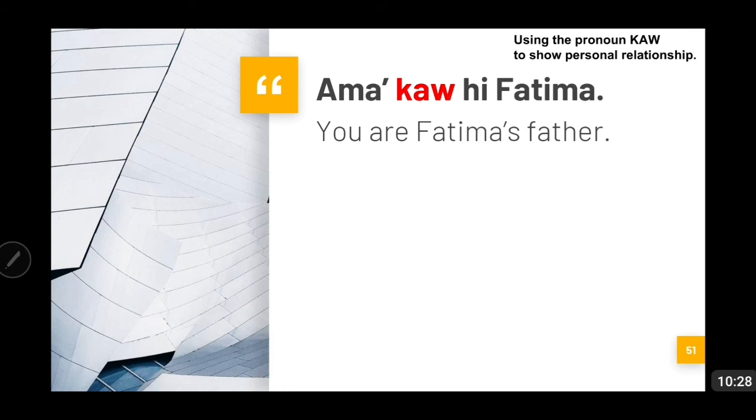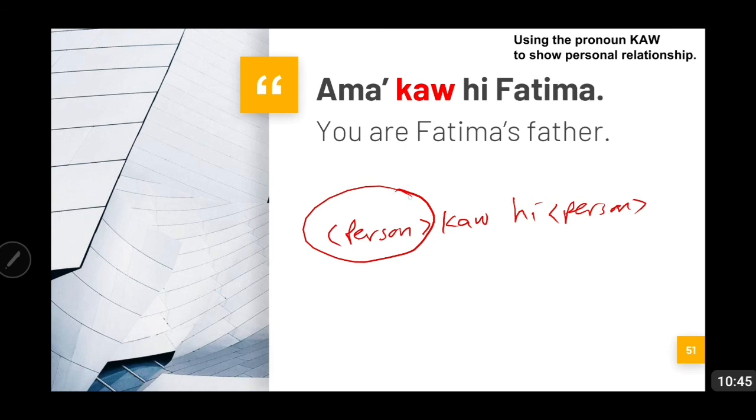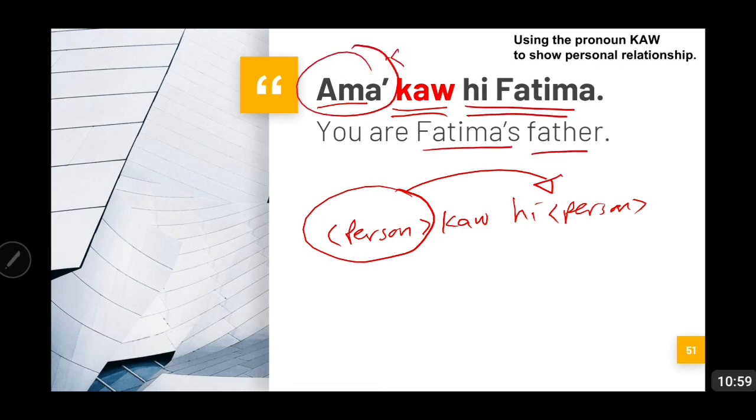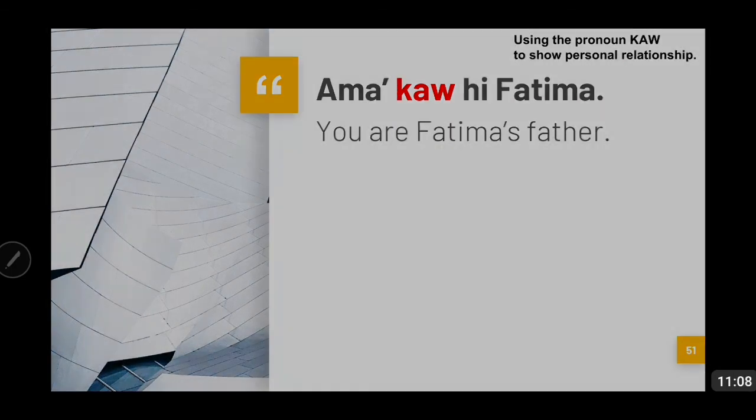Another example: ama kaw hi Fatima. See, the pattern here is the person with the relationship, then we have kaw, then hi, then another person. So the relationship of this person to the second person is mediated by the pronoun kaw. Ama means father. So ama is the owner, the father of Fatima. So ama kaw hi Fatima: you are Fatima's father. It shows personal relationship.